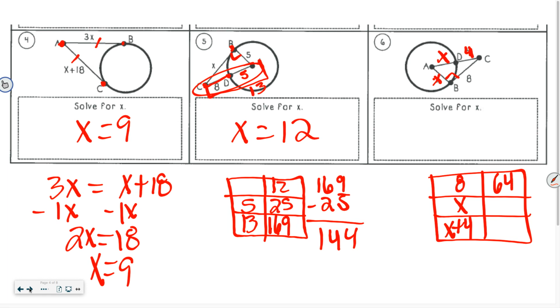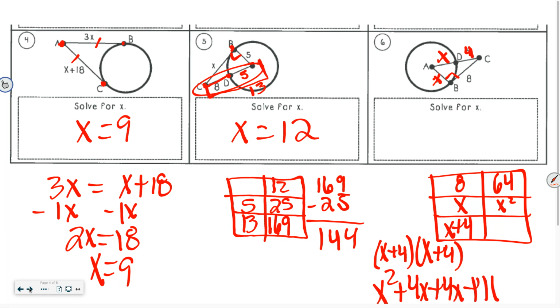8 squared is 64. Okay, and then x squared is x squared, and then x plus 4 squared, that's not even fun to square. We have to use FOIL. So when we FOIL this out, that's the same thing as x plus 4 times x plus 4, so we get x squared plus 4x plus 4x plus 16. So a squared is 64 plus b squared equals x squared plus 8x plus 16.